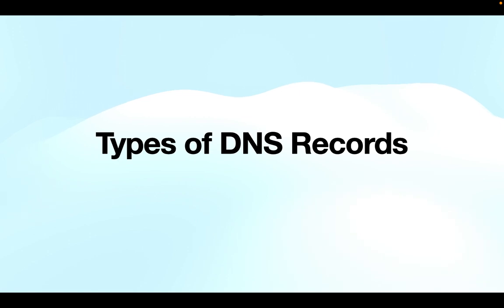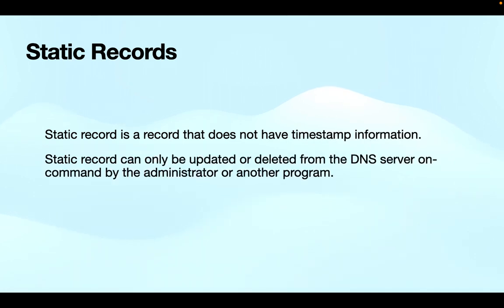Most probably we can see the records which get registered dynamically as well as statically. So what is the difference between these two records, static and dynamic? The first difference is that a static record is a record that does not have timestamp information. Timestamp information, what does that mean? Timestamp information keeps information about when that record was last updated.